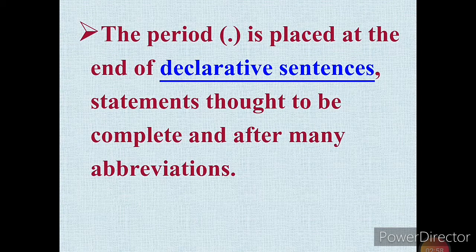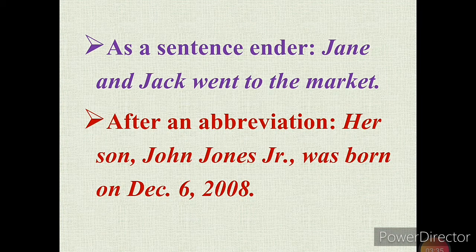Now let us see what a period is. The period is placed at the end of declarative sentences, statements thought to be complete, and after many abbreviations. Where we use this period, it is a full stop. It is placed at the end of a declarative sentence. Generally we use the same full stop at the end of the sentence. That is the meaning given here. As a sentence ender, how do we use this period?